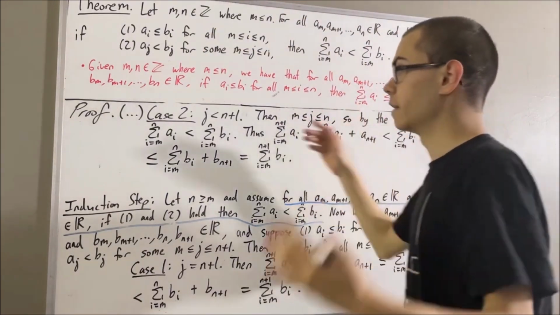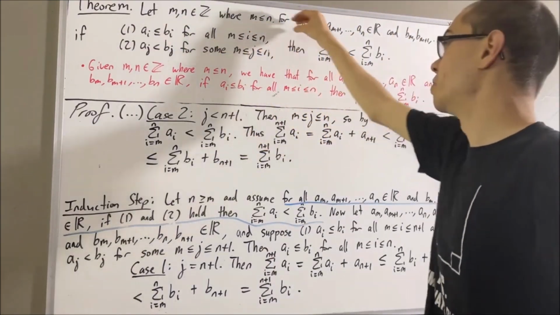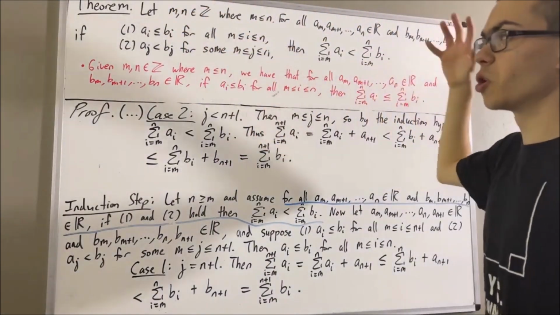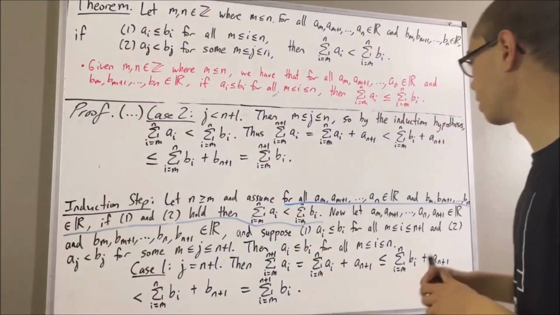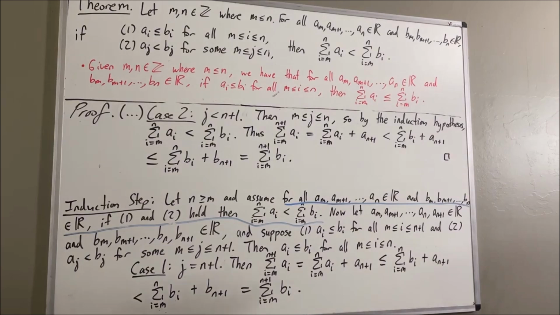So, really, given any two integers m and n, where n is greater than or equal to m, this is true. So we have proven exactly what we wanted to prove. So this completes the proof. And so yeah, that's pretty much it for this video.